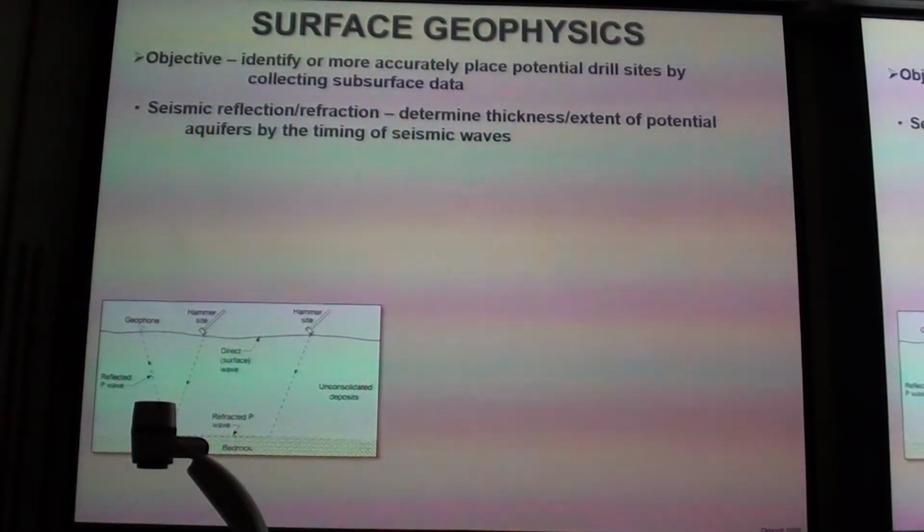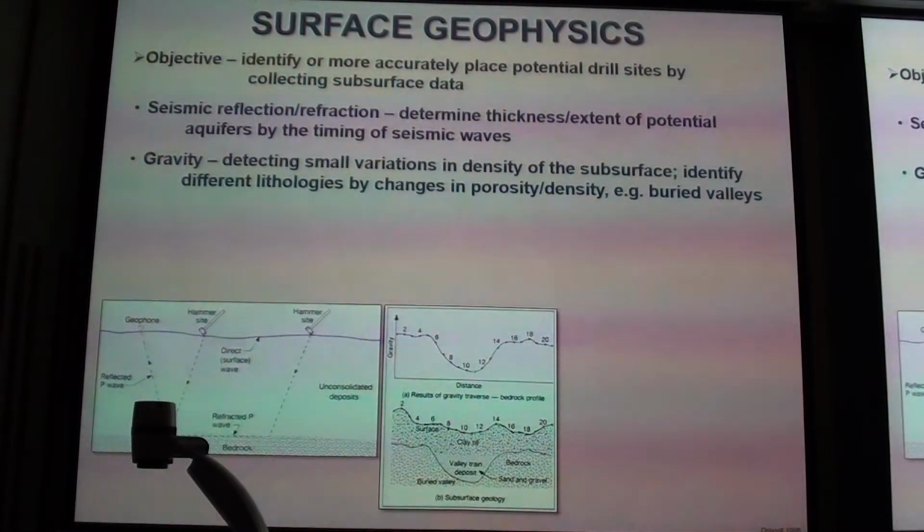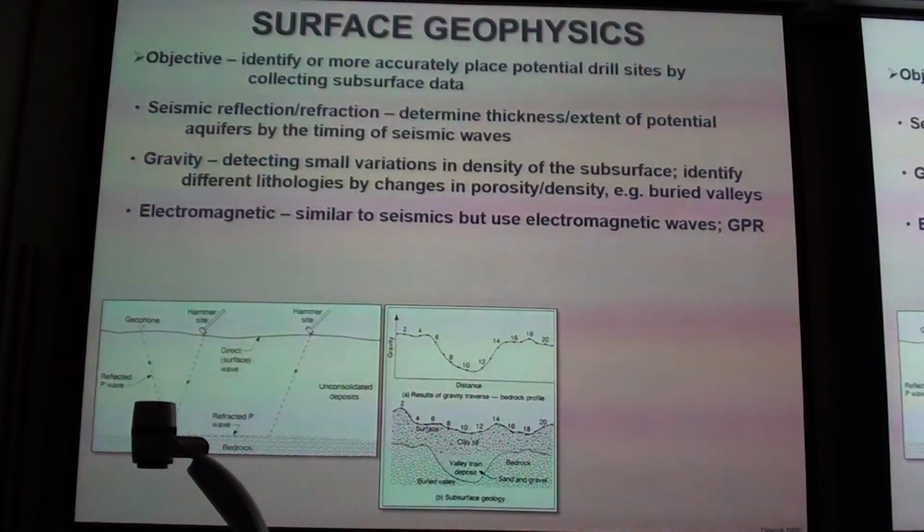You know, seismics to determine extent or thickness of various layers, depths to confining layers or whatever. Gravity measurements, detecting variations in density of the subsurface, may determine old buried valleys, things like that, which are quite identifiable in gravity surveys, and they can be really good aquifers, because river channel lag is quite porous, which makes really good aquifers, confined or unconfined. And electromagnetic surveys as well.